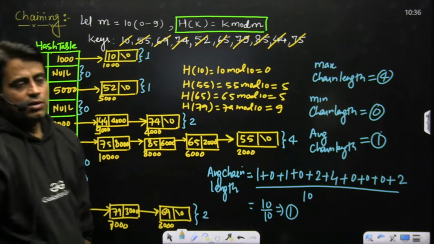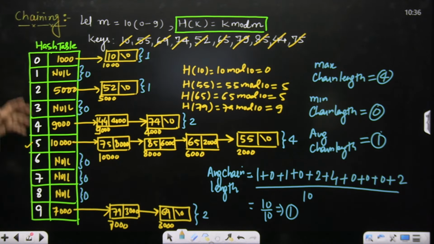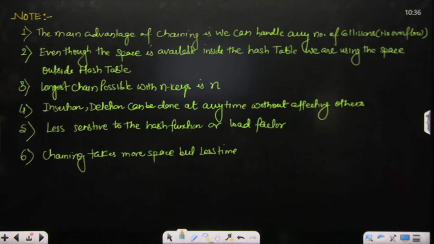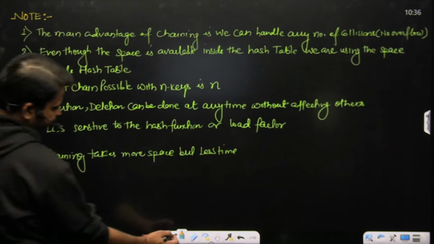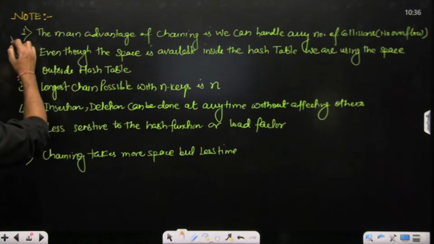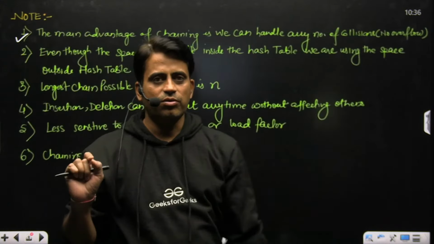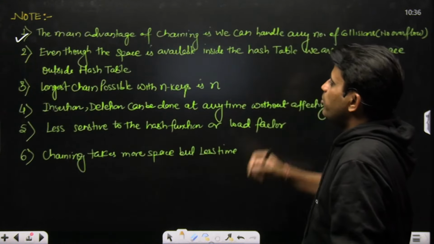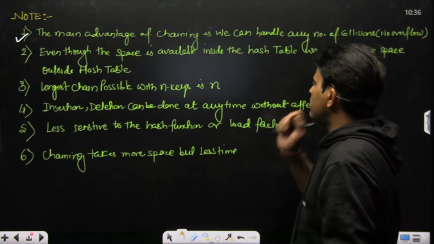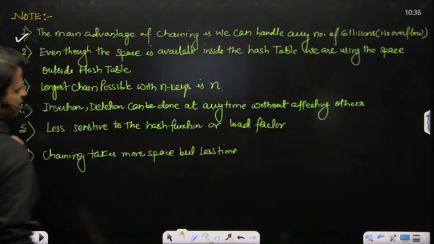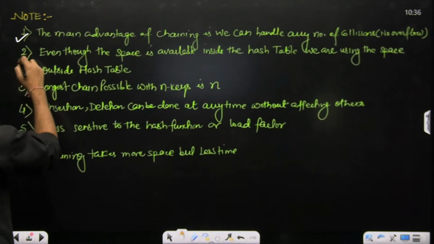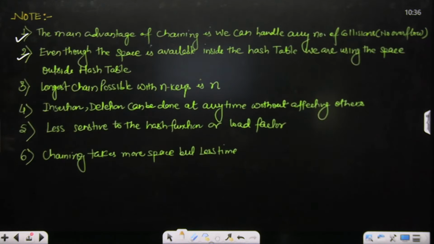Okay. So in this process, it can handle an unlimited number of collisions. No problem, students. So these are the points related to chaining. The main advantage of chaining is it can handle any number of collisions, no overflow, right? No overflow. Second point, even though the space is available inside the hash table, we are using space outside the hash table. So this is inefficient utilization of memory.